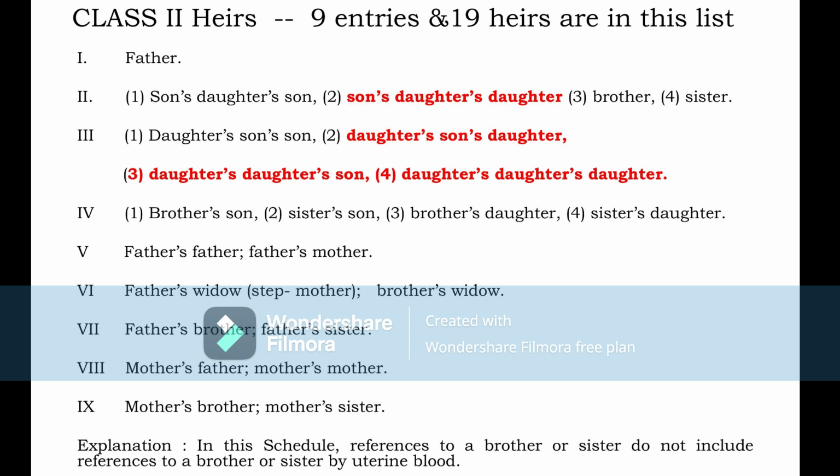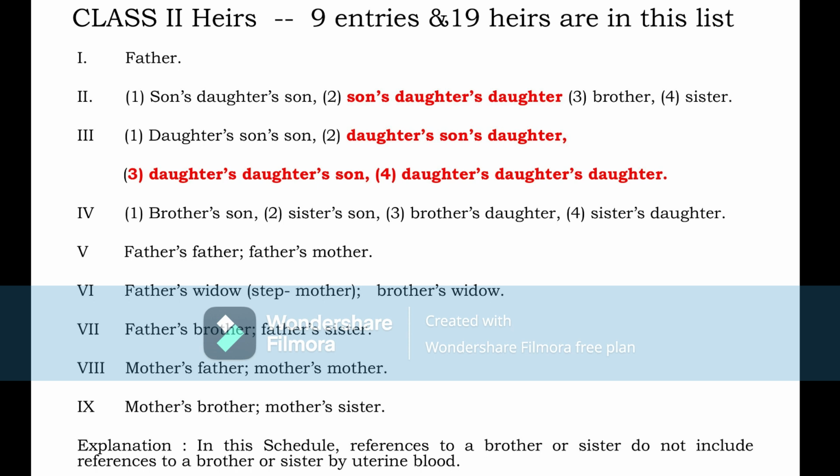So what are the 9 entries in the class 2 heirs and who are the heirs? First entry, there is only one heir, that is the father. If all the 16 class 1 heirs are absent, then the whole property shall be taken by the father. Second entry: son's daughter's son, brother and sister. Third, there is only one heir, that is a daughter's son's son. Fourth, brother's son, sister's son, brother's daughter, sister's daughter. That is, the children of brothers and sisters are included in the fourth entry.